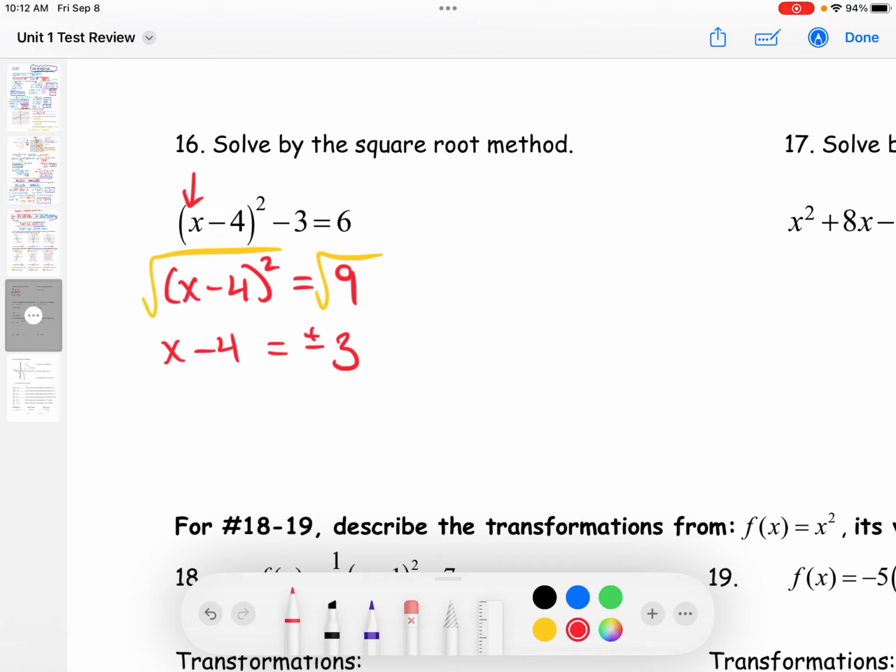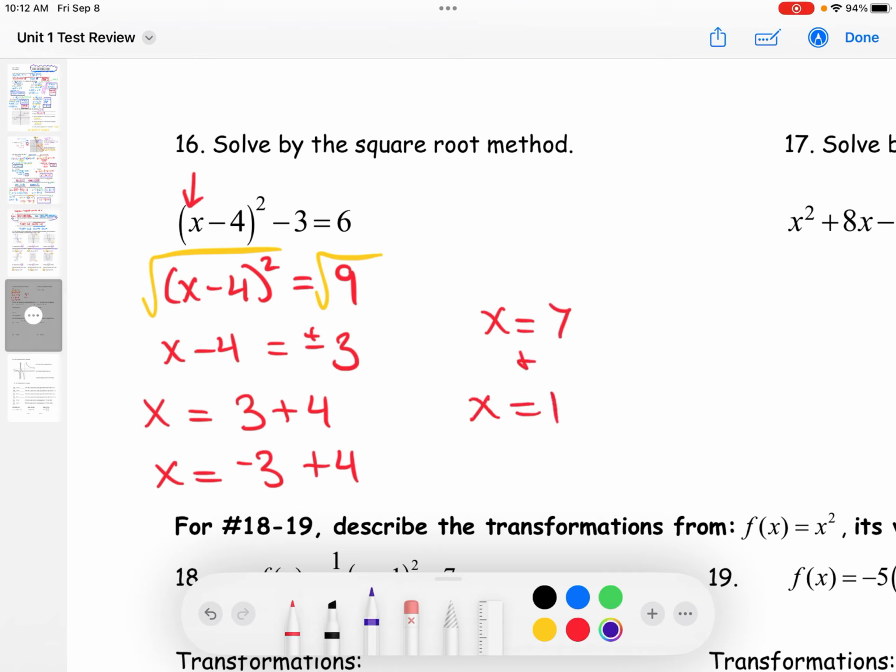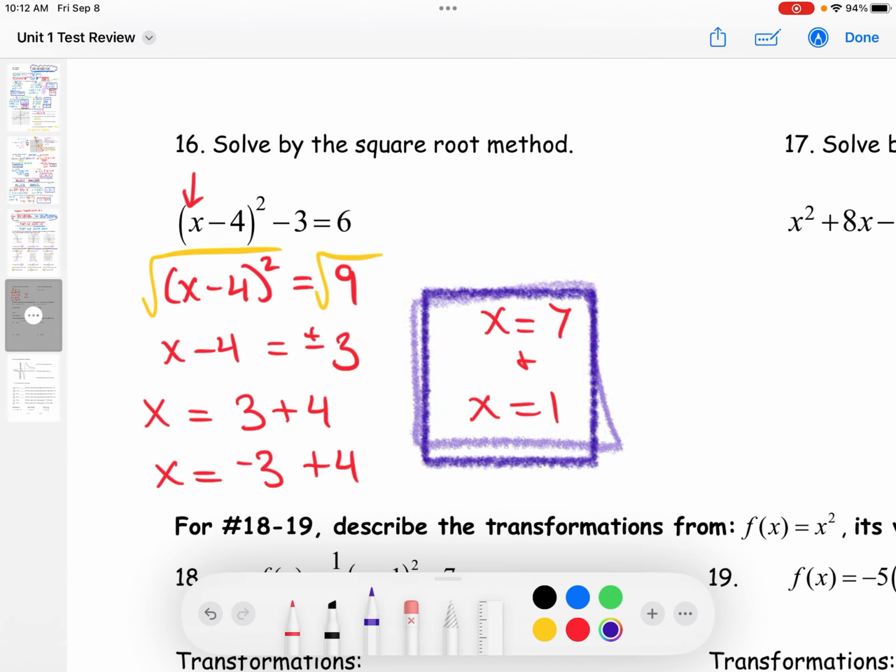So we have two solutions here. We have x equaling positive 3 plus 4 and x equaling the negative 3 plus 4. So our two solutions here are x equals 7 and x equals 1. You do need both solutions.